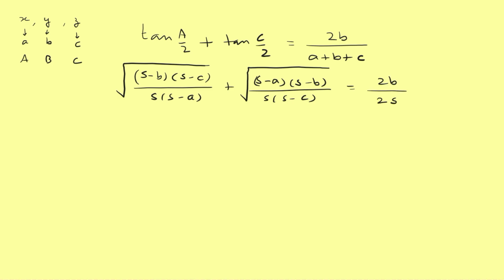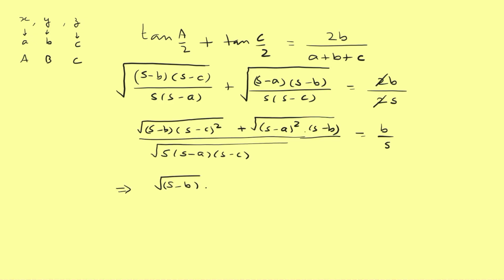Now we take the LCM on the left hand side and simplify as shown here, so that in the numerator we can take root of S minus B common. Within brackets you get S minus C plus S minus A, and then in the denominator we have root of S minus A, S minus C.